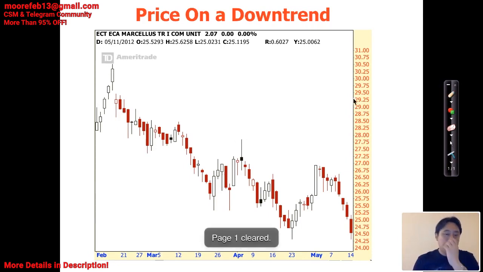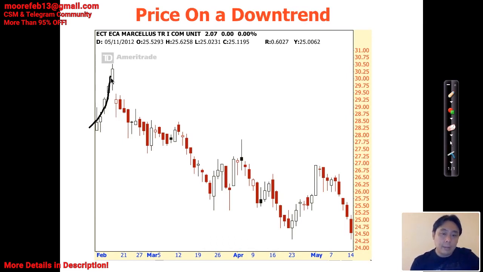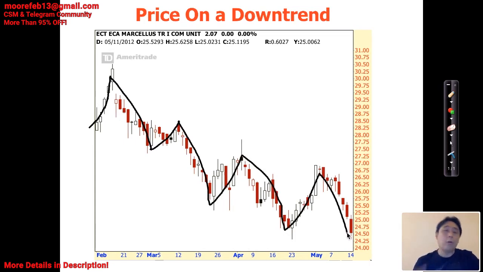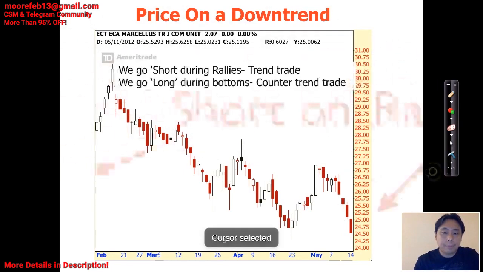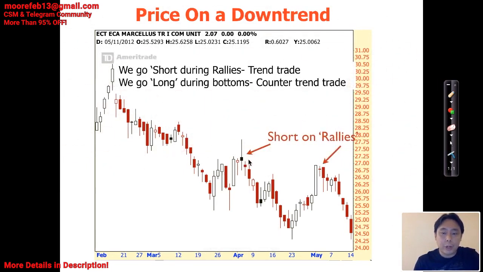So what do we call this? We call this a rally down, rally down, rally down. So a rally is a short-term upward retracement. And you always want to sell at the rallies, right? You always want to short at the rallies of a downtrend.